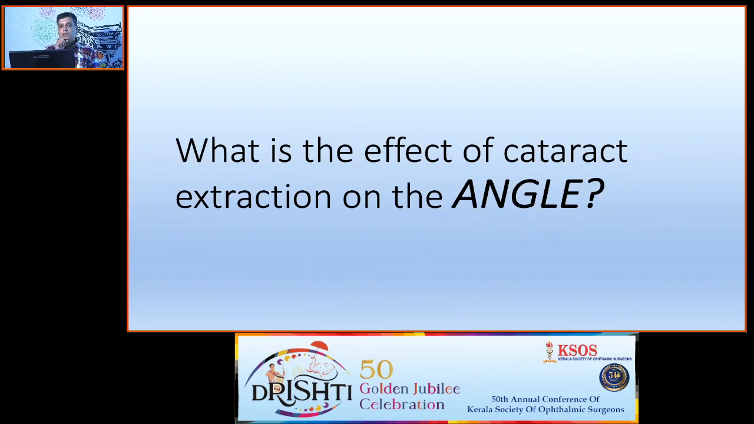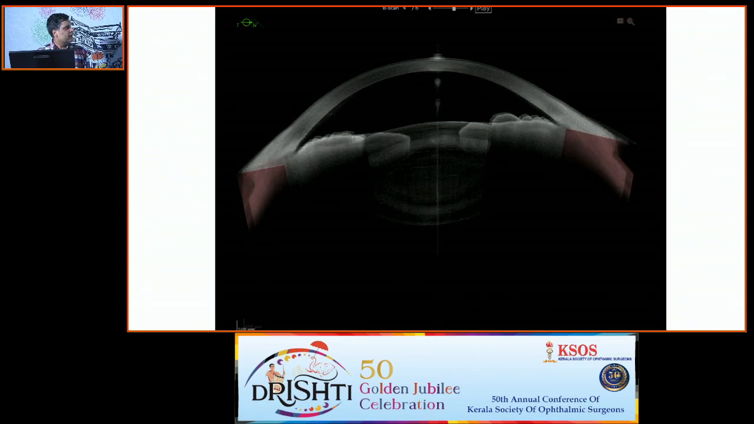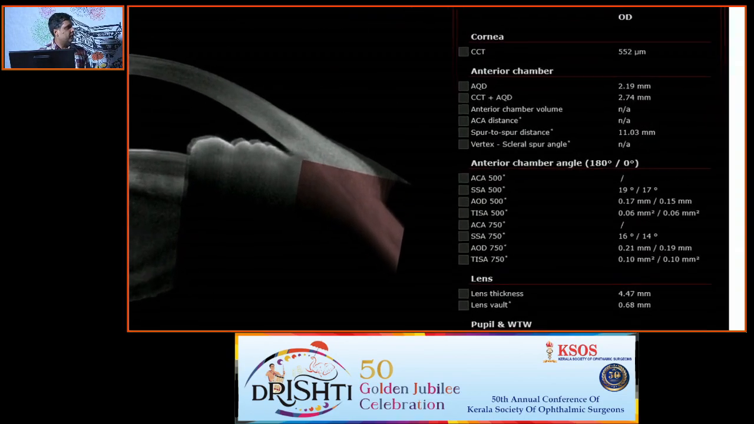So we'll start the discussion on what is the effect of cataract extraction on the angle of the eye. This is an anterior segment image. You can see pre-op angle closure glaucoma, and see what happens when you perform phaco. You see a slow transition there. That's what has happened: the thick lens has been replaced by an IOL. The iris has fallen back. The AC angle has widened, and the anterior chamber depth has also increased.